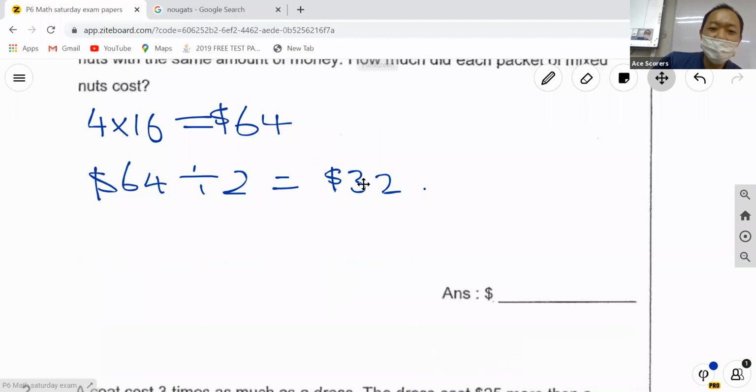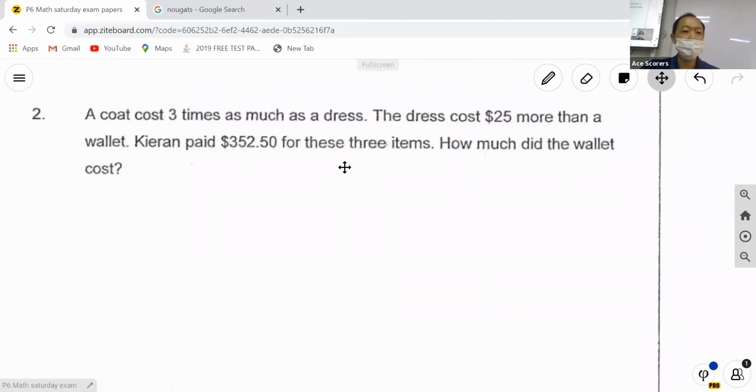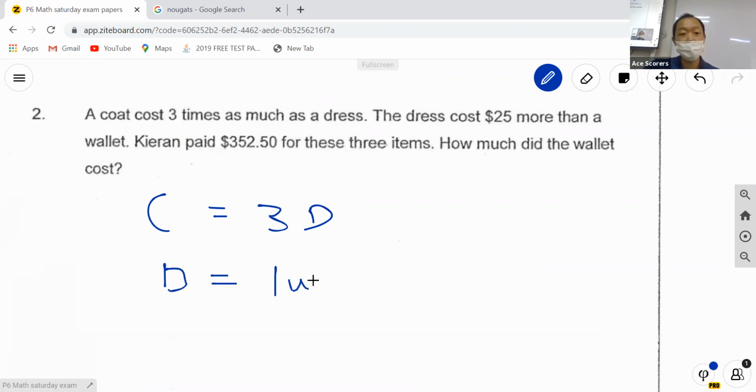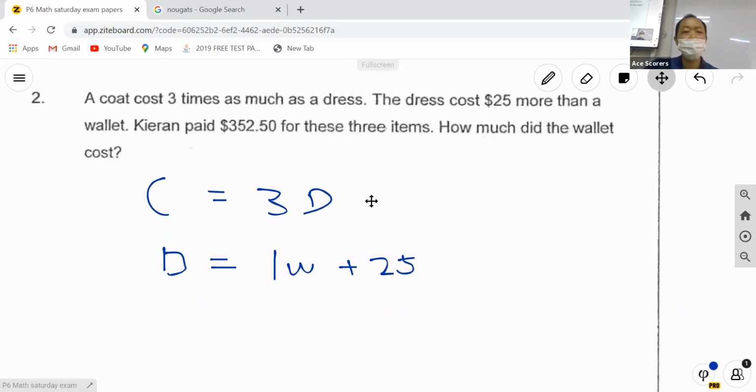Then, that's all. Next. Okay, a coat costs 3 times as much as a dress. So we have C equals 3D first. Then the dress costs 35 more than a wallet, so D equals 1W plus 35. So Kieran paid 352.5 for all these 3 items. How much did the wallet cost? We are on question 2 right now.